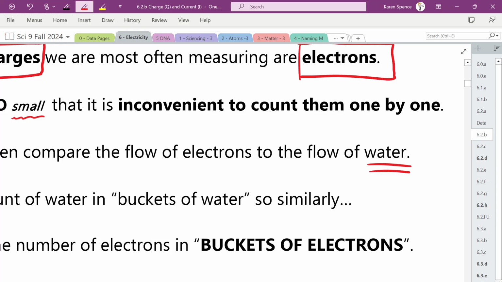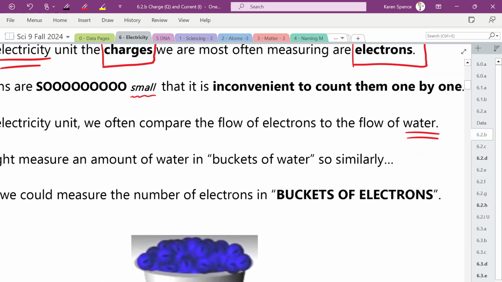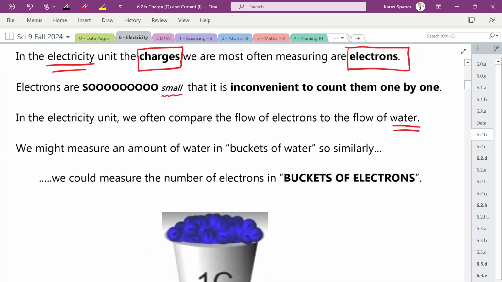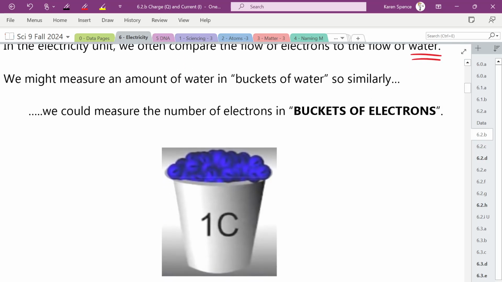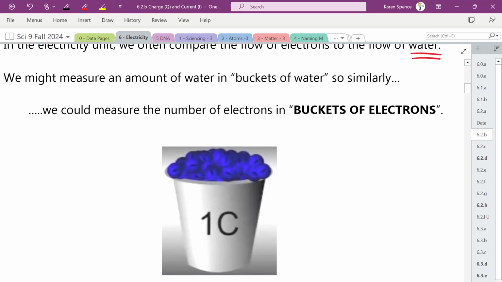Because we can really visualize water flowing. We've seen rivers flowing, we see water flow, like if you've got something slanted, it'll flow downward towards the drain. And we might measure the amount of water in buckets of water. So similarly, and this was in the video yesterday as well, we might pretend that we have buckets of electrons, okay?